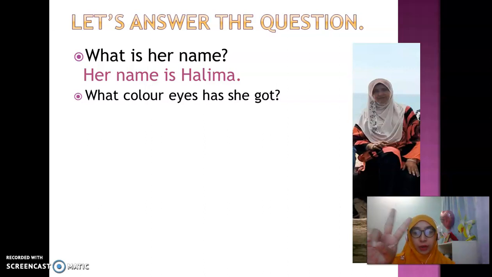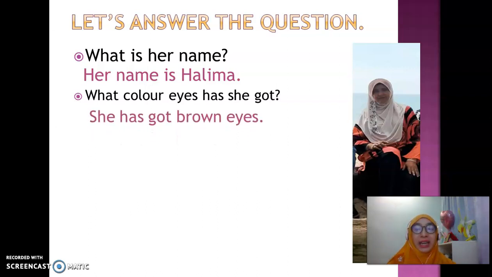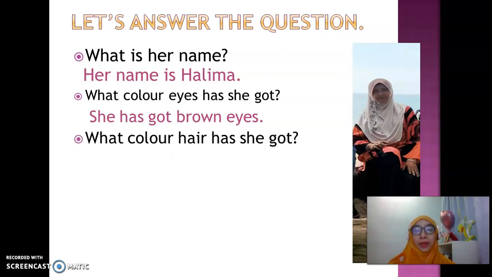This is the second question. What color eyes has she got? She has got brown eyes. Question number 3: What color hair has she got?